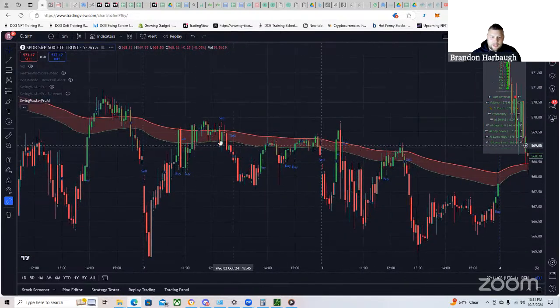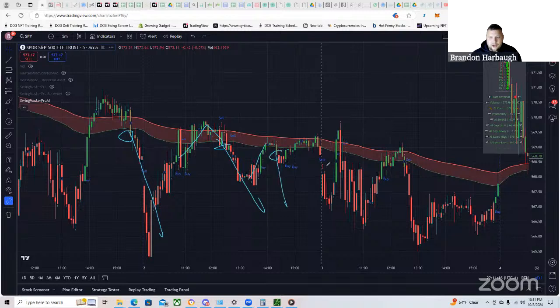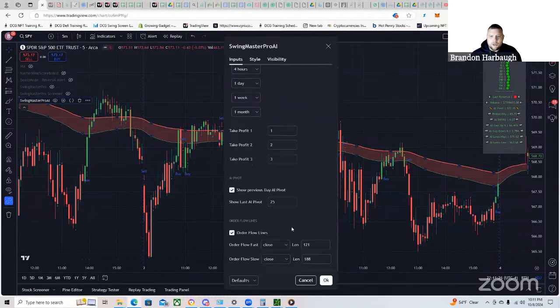The idea is to take puts into this cloud, where you take your reversal arrow. Right there's an entry down. We come up, here's a reversal entry down. We come up, reversal entry down, again and again. You could use it like that, or you can change it to whatever you want. I personally use the 21 and the 188 for that, and I press OK.